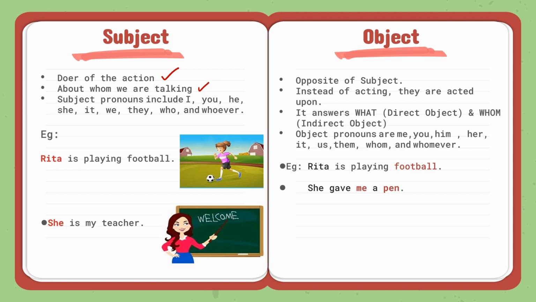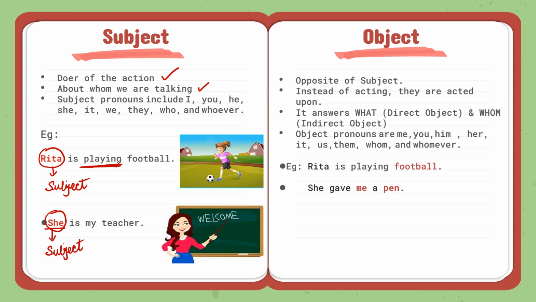For example, Rita is playing football. The work which is being done over here is playing. Who is doing this work? Rita. So Rita is subject over here. In the next sentence, the sentence is, she is my teacher. No work is taking place over here. So we have to see about whom we are talking. So we are talking about she. So over here our subject is she.